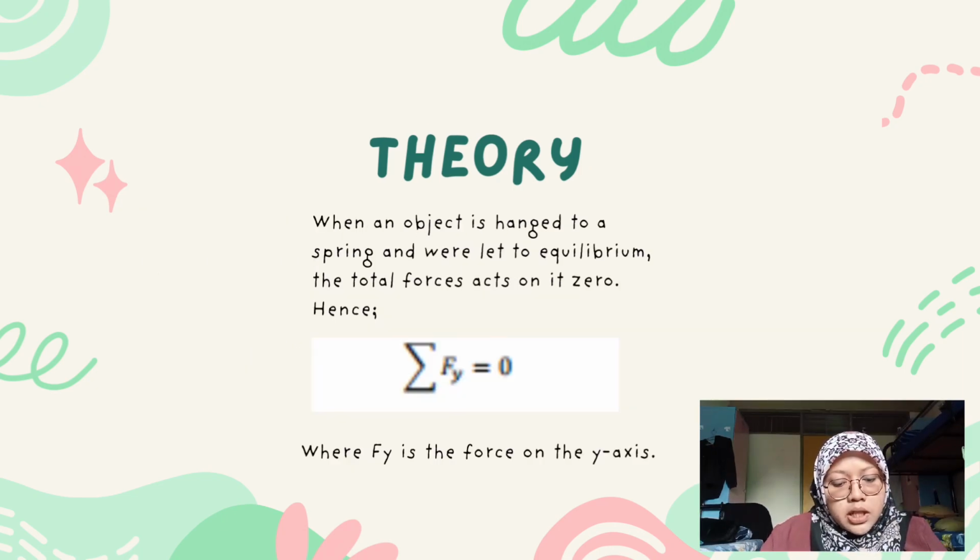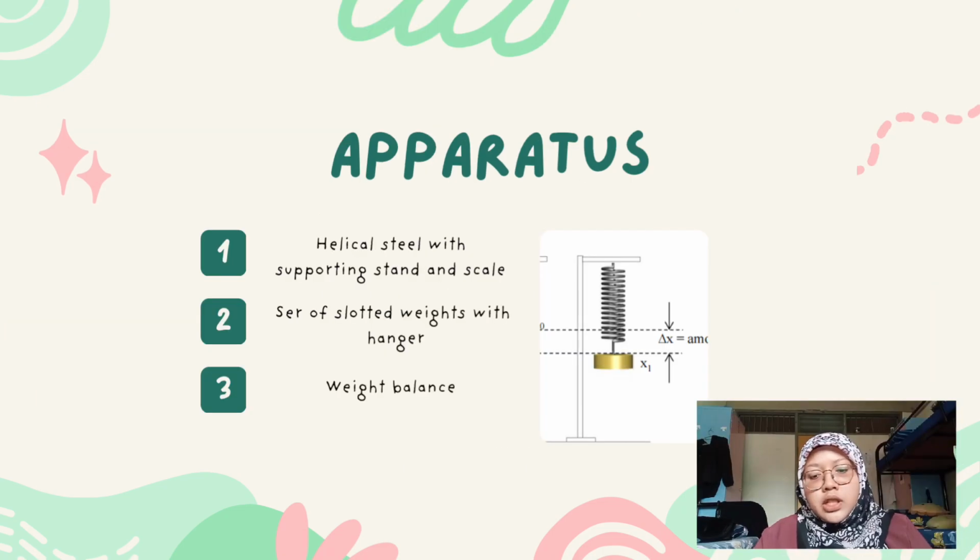When an object is hung on a spring and let to rest at equilibrium, the total force on it is 0, where Fy is the force on the y-axis. For the apparatus, we need a helical steel spring with supporting stand and scale, a set of slotted weights with hanger, and a weight balance.